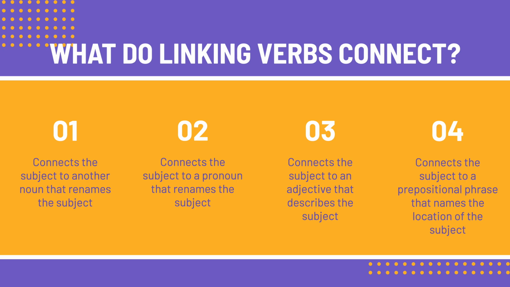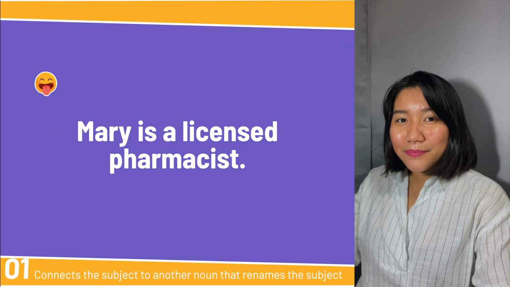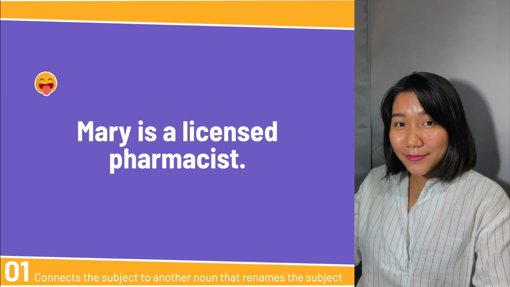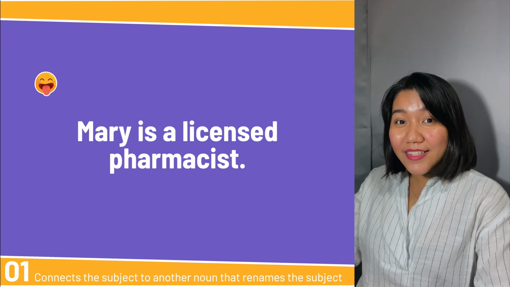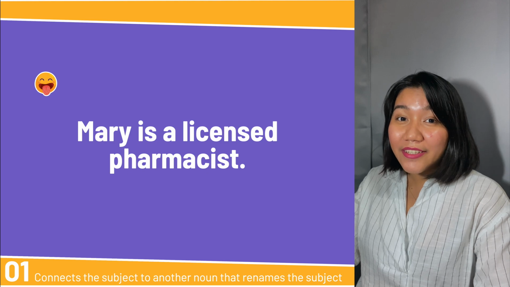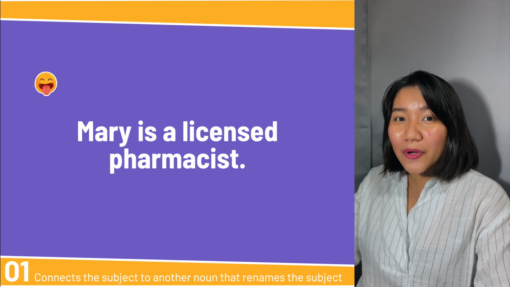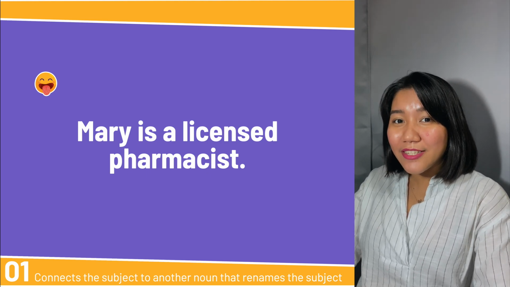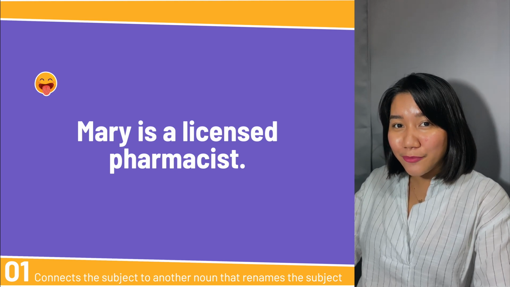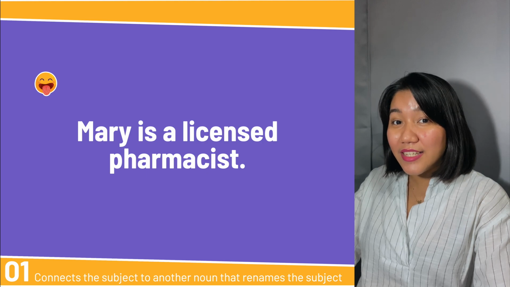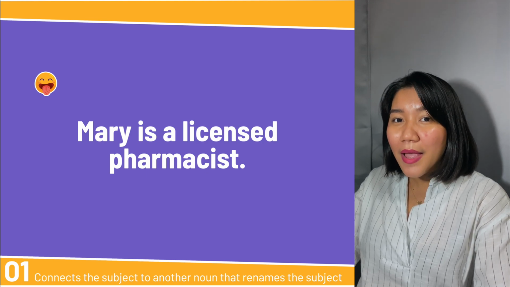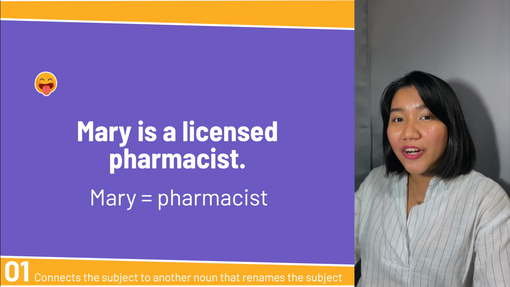Let's take a look at these sentences to find out exactly how linking verbs work. Mary is a licensed pharmacist. The linking verb is a form of the be verb and connects the subject Mary to the noun pharmacist. Pharmacist is a noun that renames Mary. When the linking verb connects the subject with another noun or pronoun that renames the subject, think of the linking verb as an equal sign. For example, Mary is equal to pharmacist.